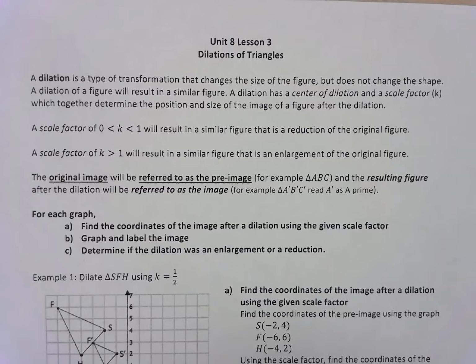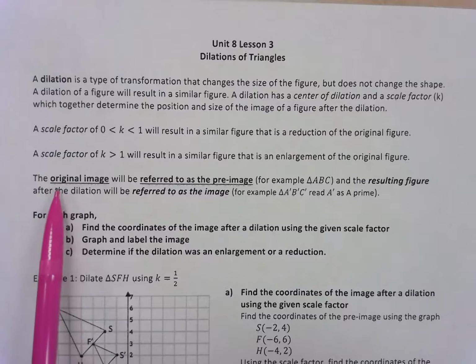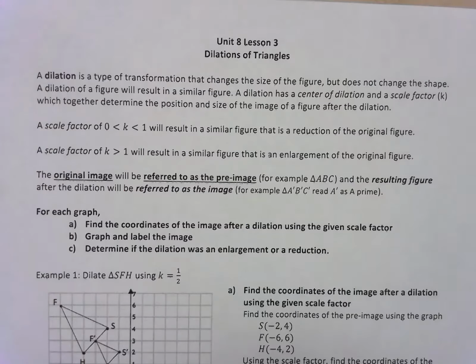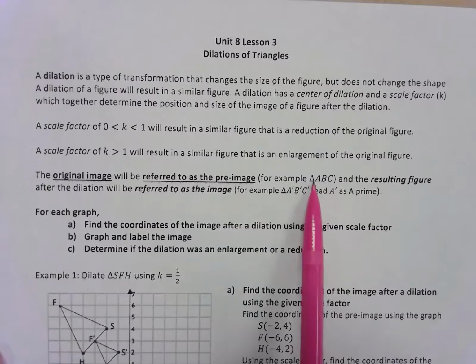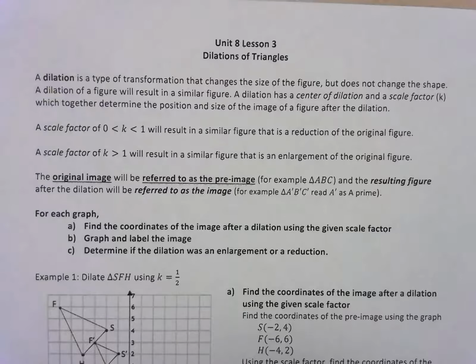If you'll remember when you're doing transformations, the original image will be referred to as the pre-image, and the resulting figure will be referred to as the image. Also remember your notation. If we're talking about triangle ABC, that is the pre-image. When we do our transformation, we'll have triangle A prime, B prime, C prime. For each graph, we're going to find the coordinates of the image after the dilation using the given scale factor. We're going to graph and label the image and determine if the dilation was an enlargement or a reduction.